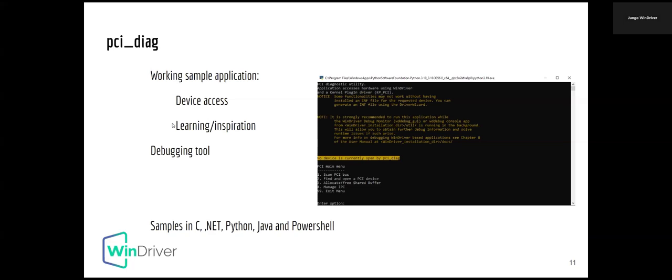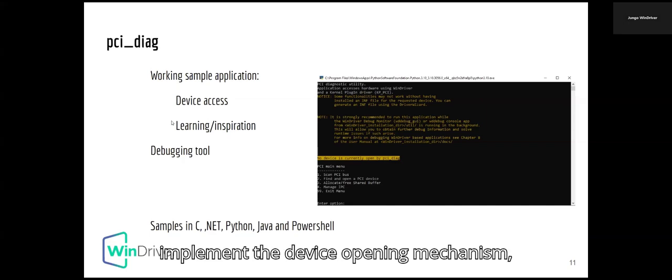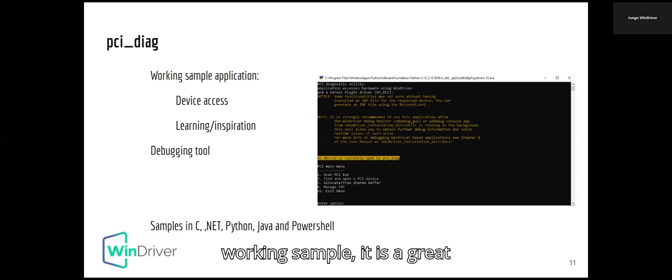Another thing PCI Diag can do is to give us inspiration to see how we implement the device opening mechanism, the license mechanism, the interrupt handler mechanism. And because it is a working sample, it is a great tool to learn how we utilize our API and how we make things happen.